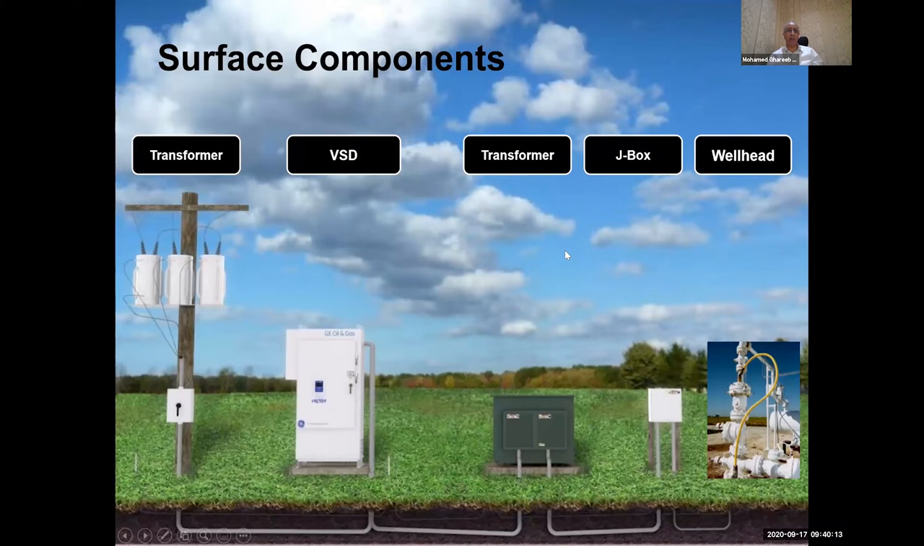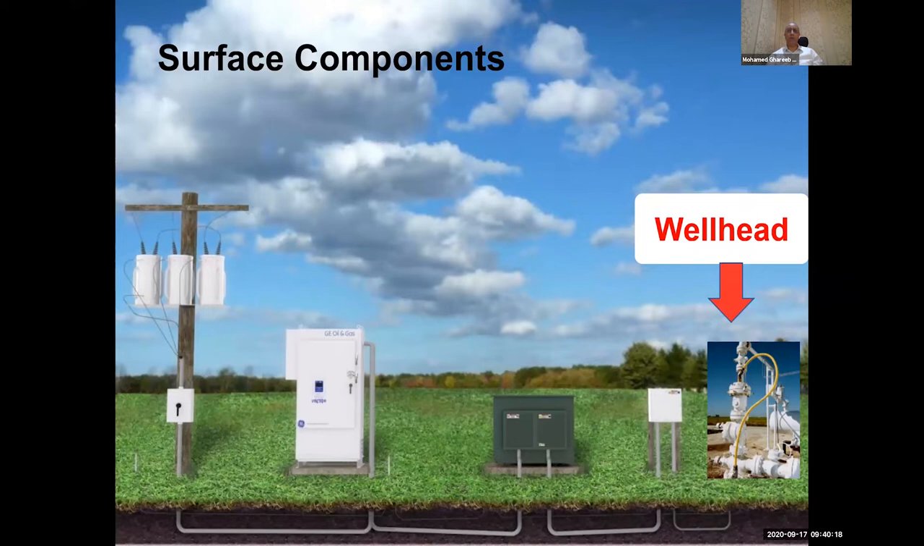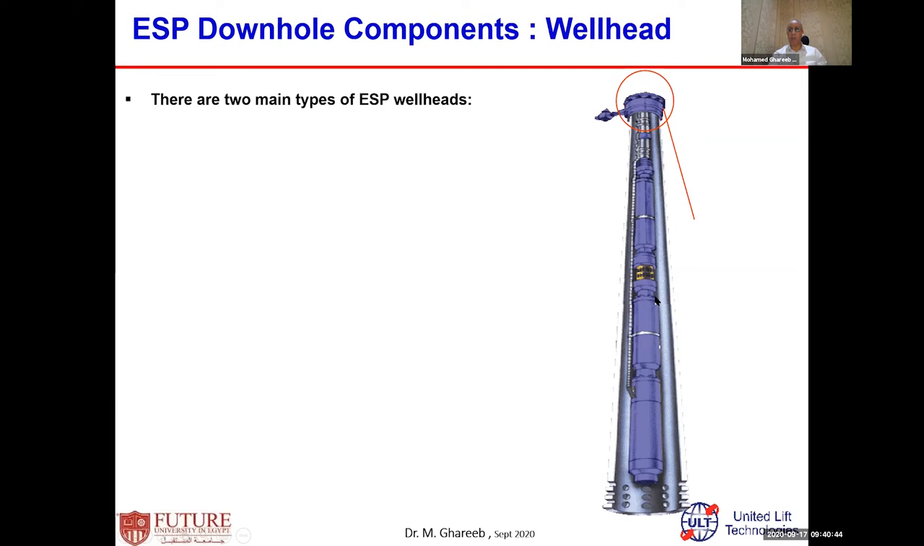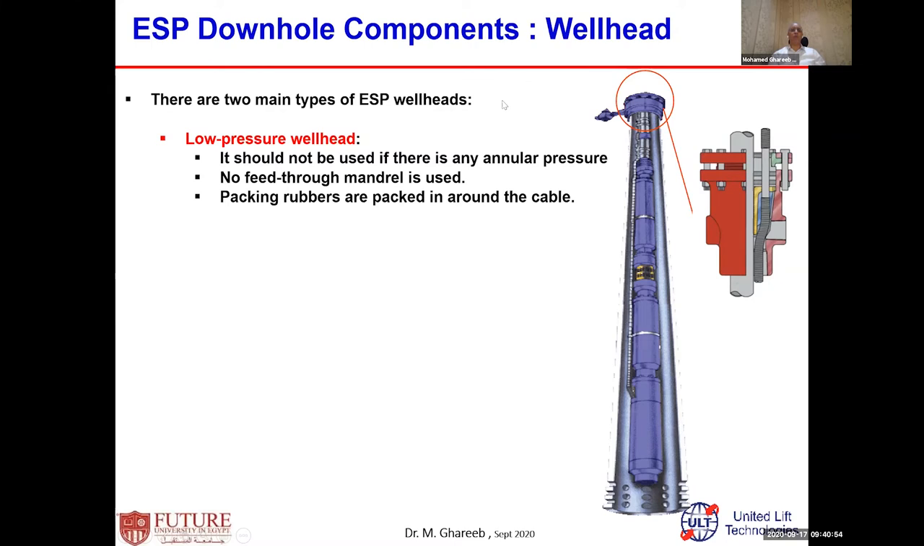Let me start with the wellhead. What is the wellhead? How does it look? Why, when we come to each artificial lift, must we look at each wellhead? Because each type of artificial lift requires a special wellhead in order to allow the system to run at each function. What is the ESP wellhead? The ESP wellhead is the highest point in your strings between tubing and casing, the highest point where the tubing is connected. For the ESP, there are two types of wellhead.